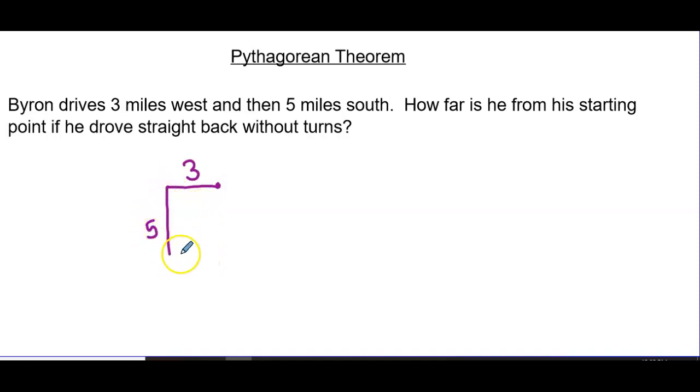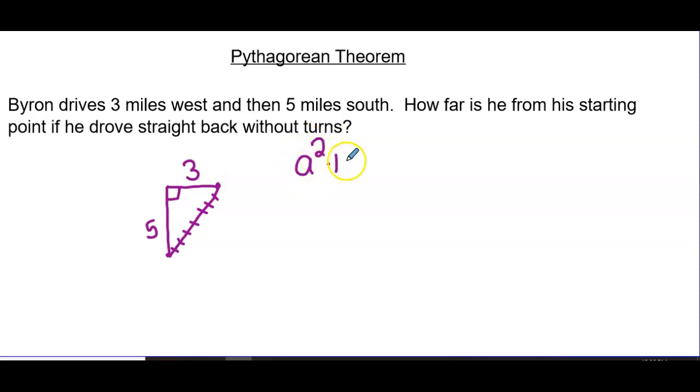And our goal is to figure out how far he is from his starting point if he drives straight back without turns. So that would represent this distance right here. This is the distance that we're trying to figure out. Now, I think I put a hint on your slides, but this forms a right triangle. And anytime you want to find the missing length of a right triangle, you can use Pythagorean theorem.